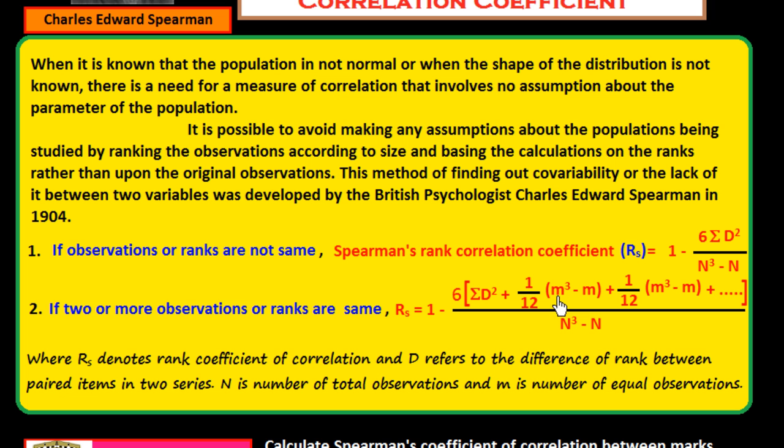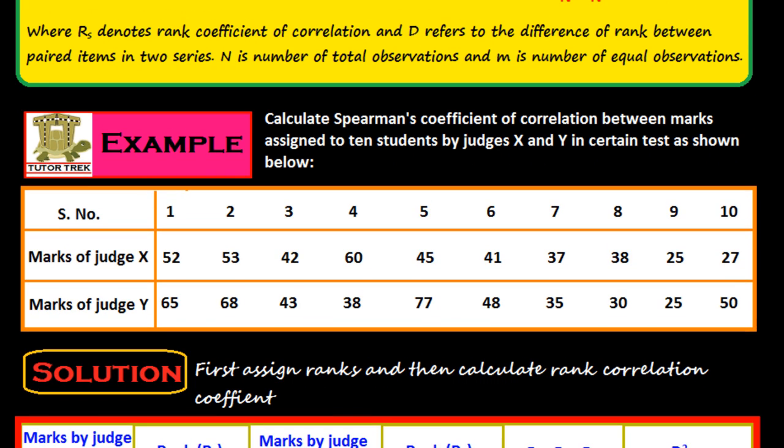I will explain all these things with an example. First we study the case where the observations or ranks are not the same. We see one tutorial type example here. In this example, calculate Spearman's coefficient of correlation between marks assigned to 10 students by judges X and Y in a certain test, as shown below.